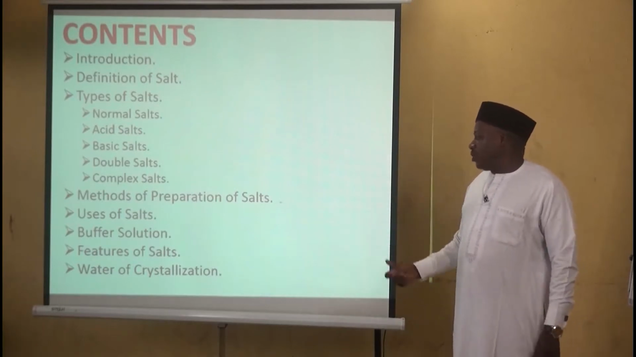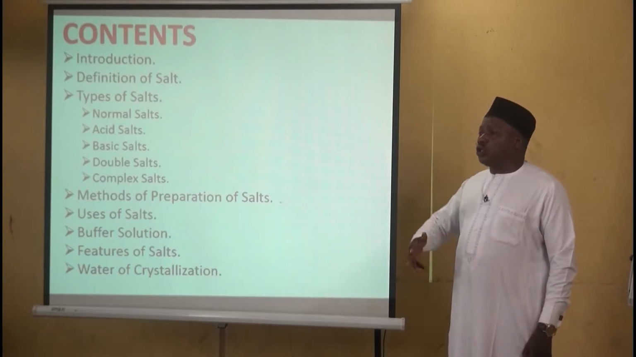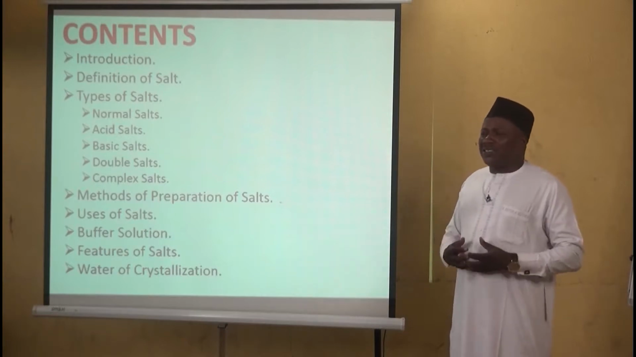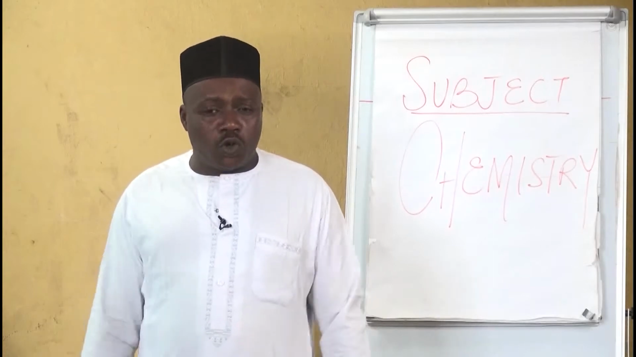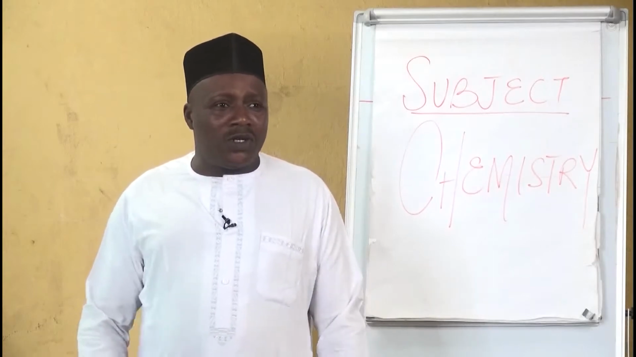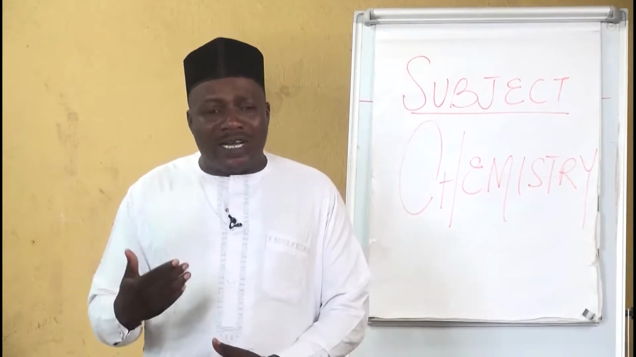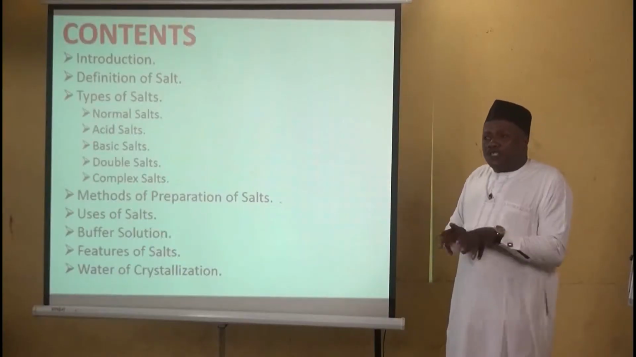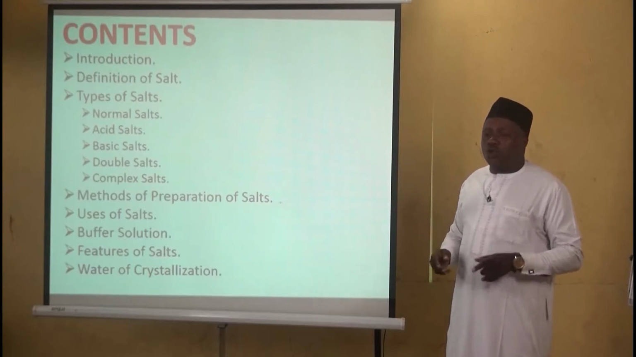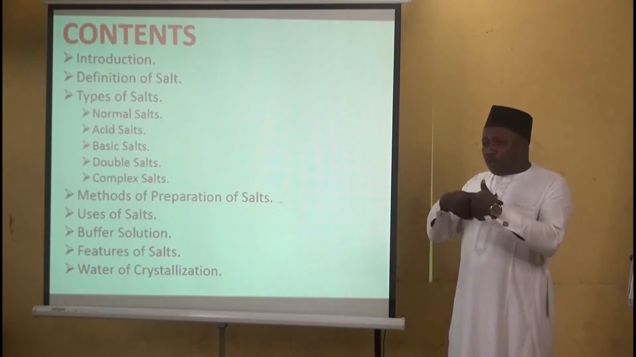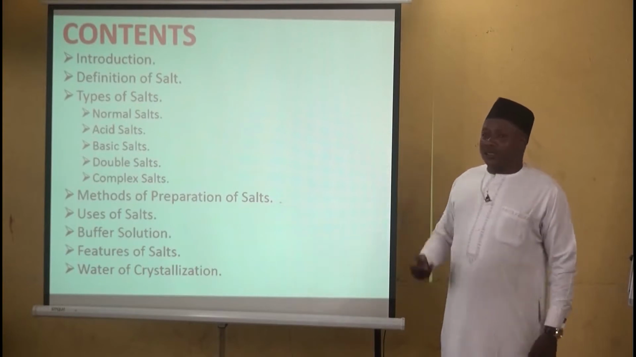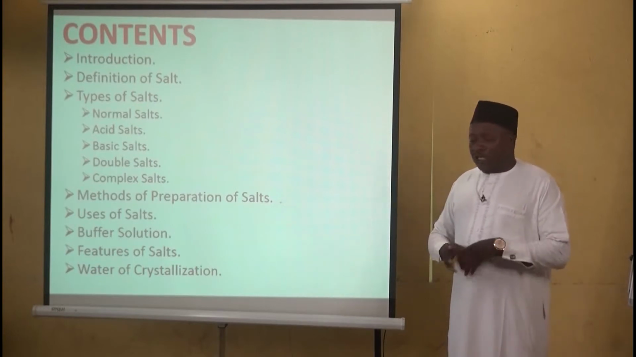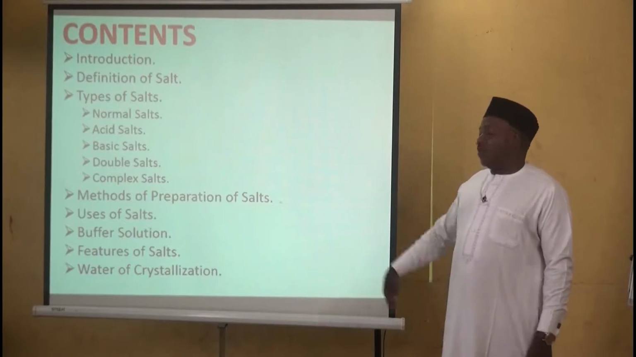Then we move along, and he gave us the features of salt. What are the characteristics of salt? A salt could be hygroscopic. What is a hygroscopic salt? Any salt which, when exposed to the atmosphere, absorbs moisture but does not form a solution. A deliquescent salt absorbs moisture and forms a solution, whereas an efflorescent salt, when exposed, loses its water of crystallization.